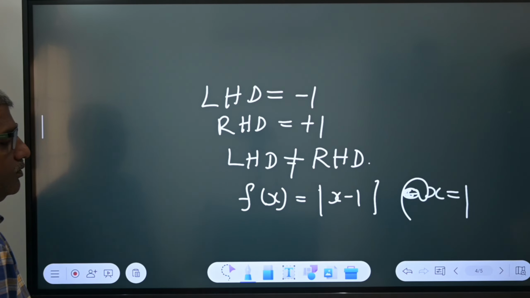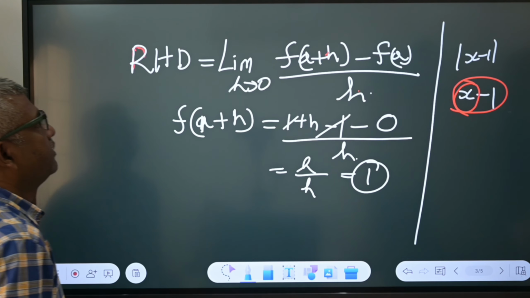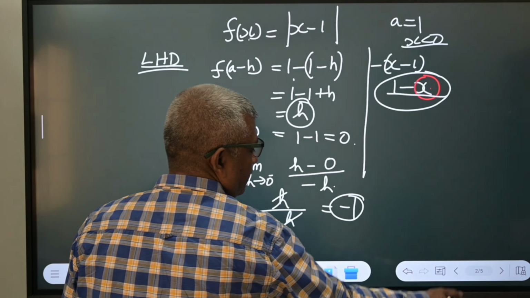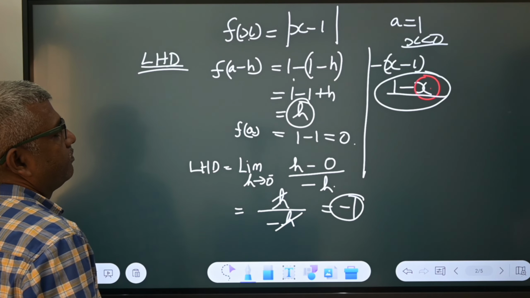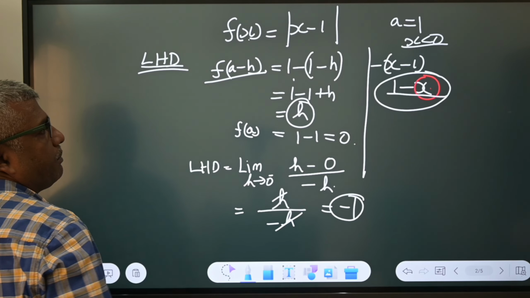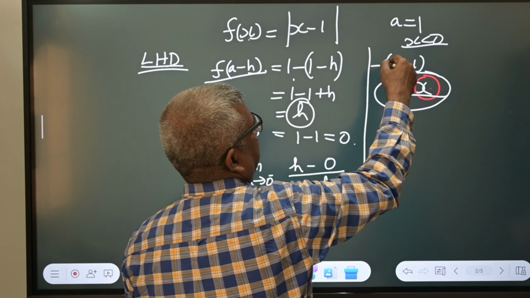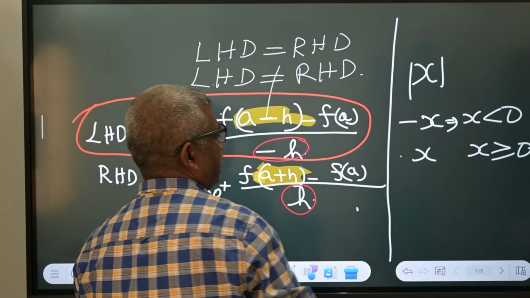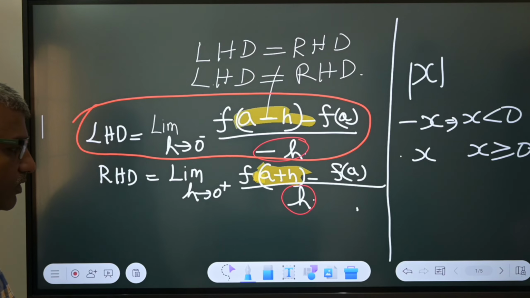Copy down. This is a right hand derivative. This is a left hand derivative. The left hand derivative is f of a minus h. Modulus of x minus 1 will become minus of x minus 1, so it is 1 minus x. Okay. Good.